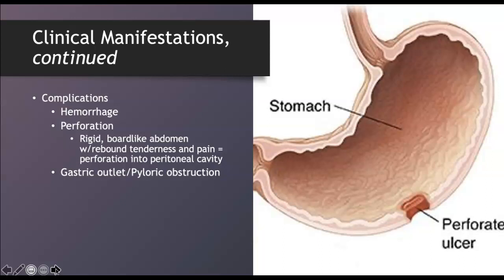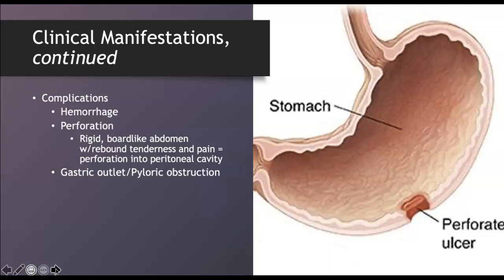Complications include hemorrhaging. If that break in the mucosal lining goes deep enough, it can cause the client to hemorrhage. So they would have an upper GI bleed. Another complication is a perforation, and that is where the actual lesion perforates through the stomach or through the abdomen.